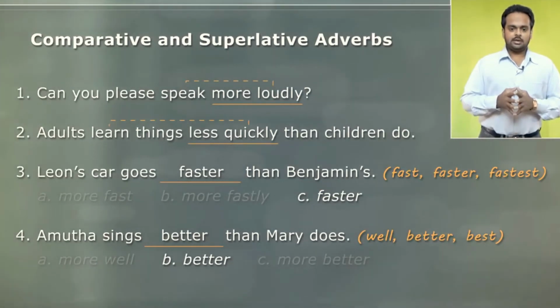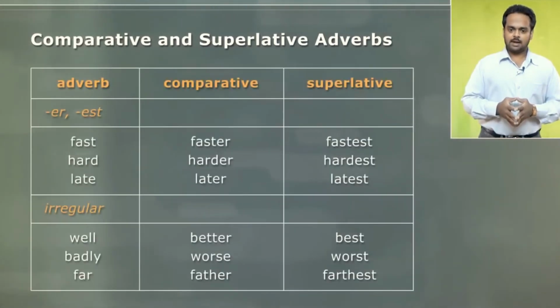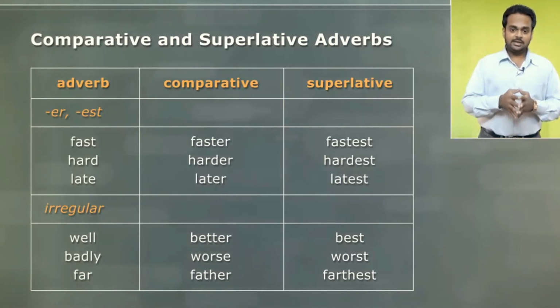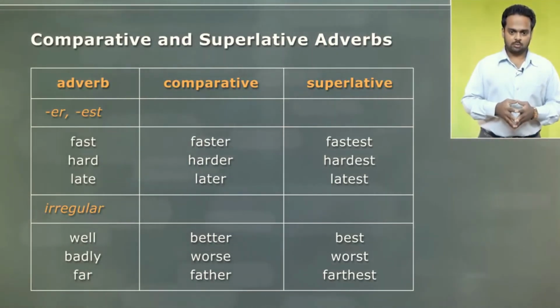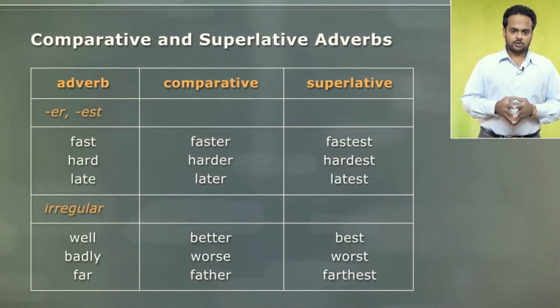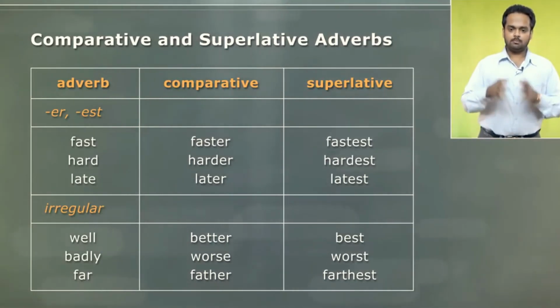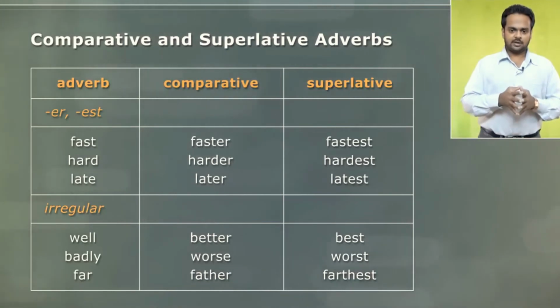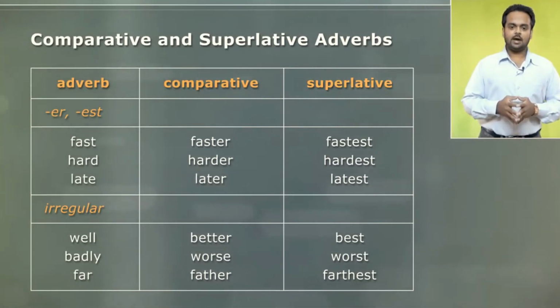Okay, now the important point here is that there are some adverbs which have either ER and EST forms or irregular comparative and superlative forms. You see some of these on the screen. It's a good idea for you to memorize these forms so that you use them correctly. And if you want to learn more about comparative and superlative forms of adjectives, watch my lesson on adjectives in this series. Alright, now let's move on to our final topic in this lesson, and that is the position of adverbs in a sentence.